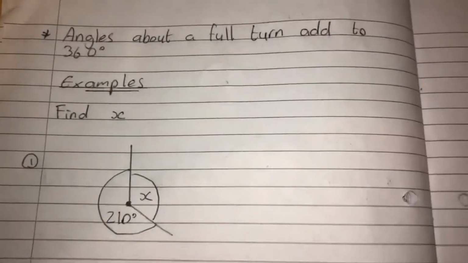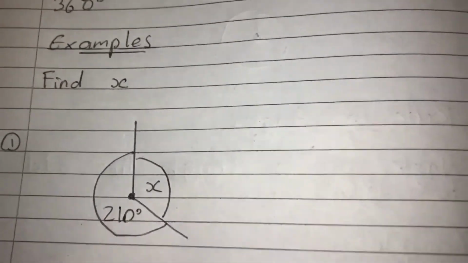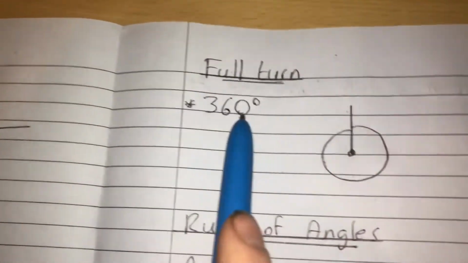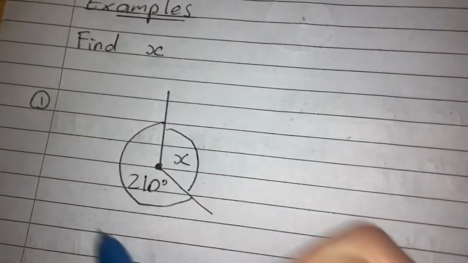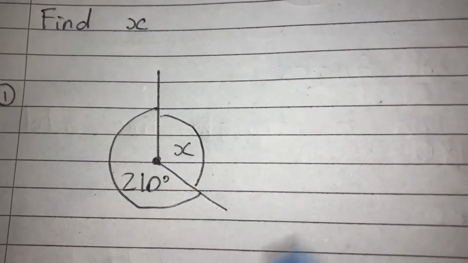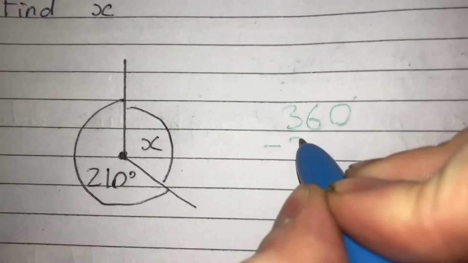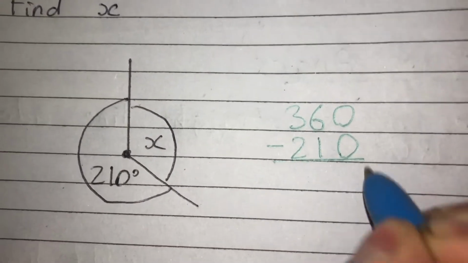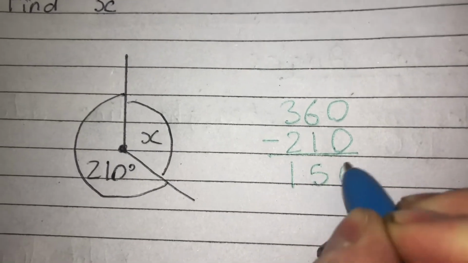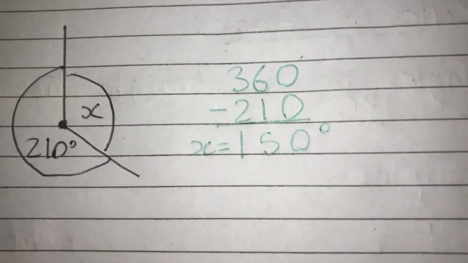The second rule that we'll look at is similar, only it's angles about a full turn this time. And angles about a full turn will add to 360 degrees, because we know that a full turn is in fact 360 degrees. So if I was to start here, go all the way around here, these two angles together should give me 360. So how we find the missing one is take away the one that we do know. So we're just doing 360, take away 210, which would leave me with 150. So x is 150 degrees in this case.